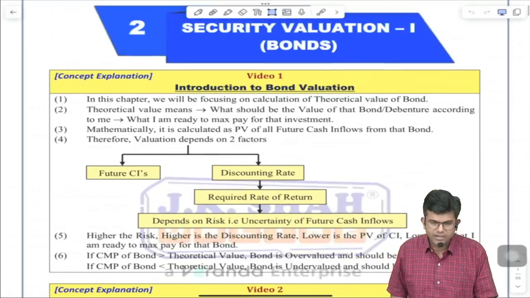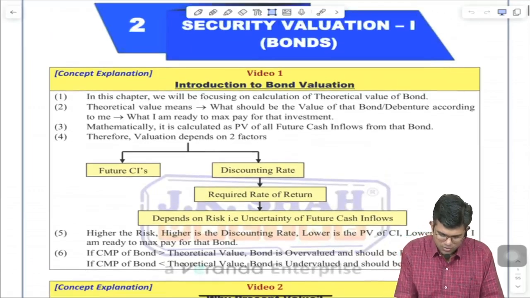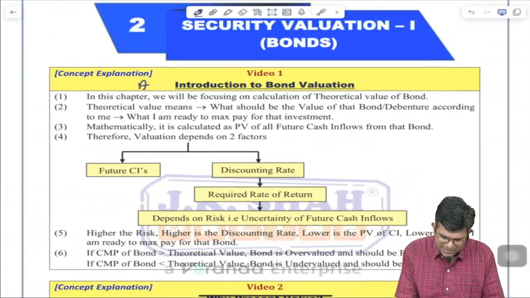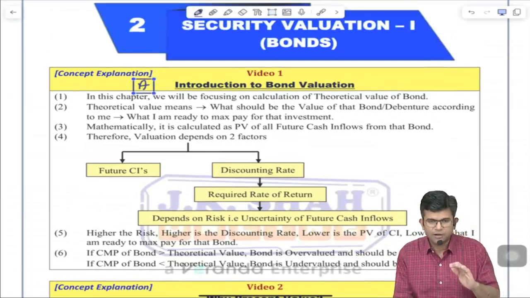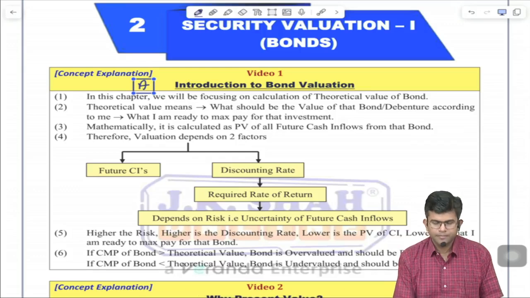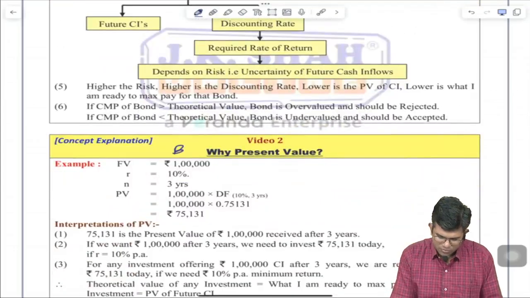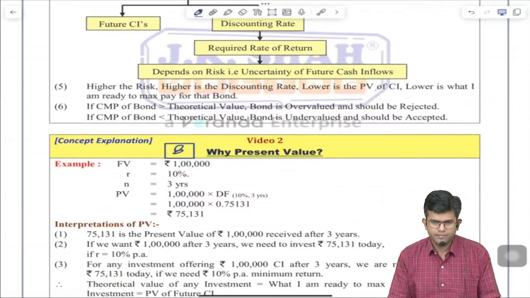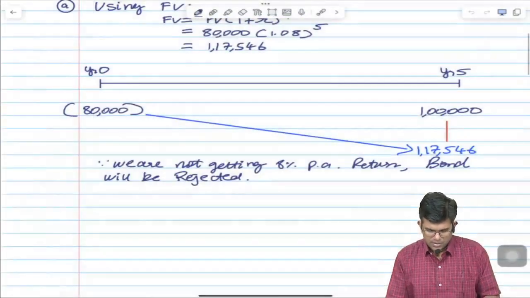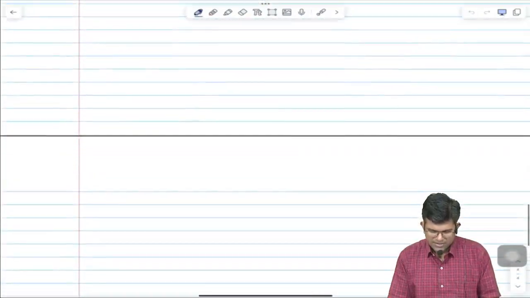you have written this introduction to bond valuation, no? You please give this as A. This is part A of the module. Then when you started Y present value, put it as B. And now students, I am teaching you part C.